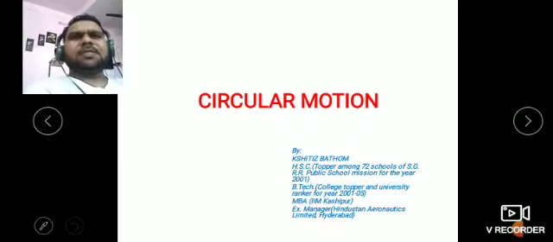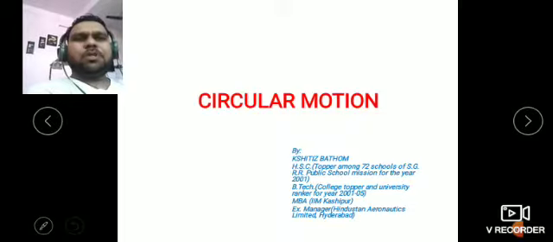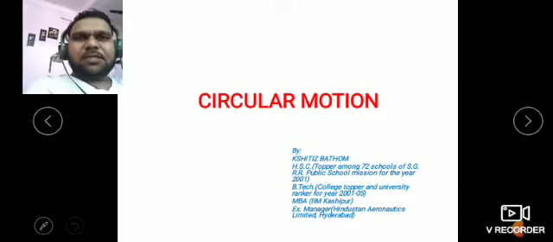I am Kshitij Vatham and in today's lecture we are going to study circular motion. This is part of chapter Laws of Motion, chapter number 5, Physics, CBSE and CRT for class 11th.